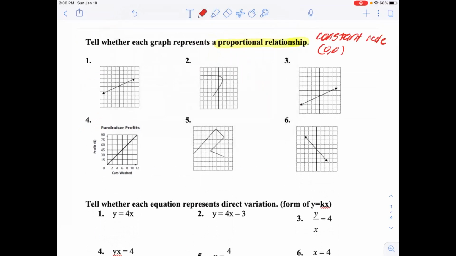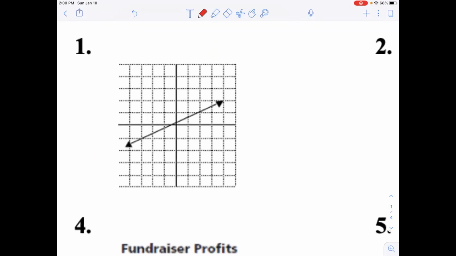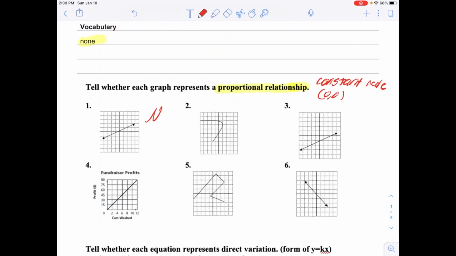So looking at these, if I look at the first here, this graph definitely has a constant rate. It is a straight line. However, if I look, it does not go through 0, 0. It's really close to 0, 0, but the answer here would be no, because it does not go through 0, 0. It is a constant rate. So what I would like you to do here is pause the video, see if you can identify the rest of these graphs as if they are proportional or not, and then restart the video when you are done.